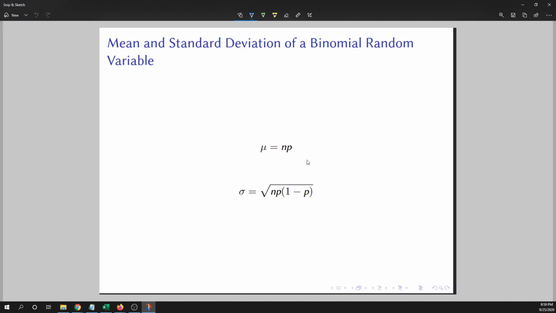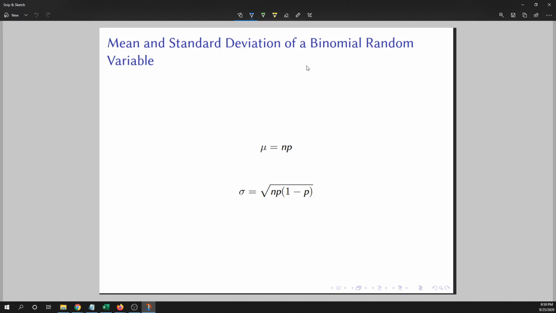These formulas make it pretty easy to calculate the mean and standard deviation. But remember, they only apply to binomial random variables. For any other type of random variable, you don't have formulas. So in our class, if it's not binomial, then you'll have to use the way that we talked about in section 5.2.